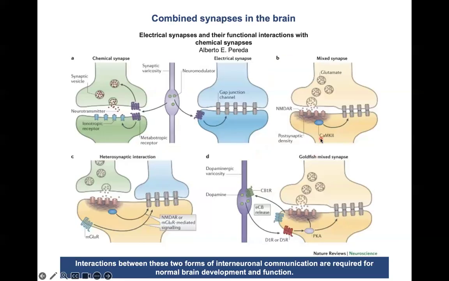Interestingly, in the brain, we also have combined synapses. Here you see a chemical synapse, here an electrical synapse, and here a combination. This comes from a very beautiful review in Nature Neuroscience. I have here the reference. The summary of this excellent review: interactions between these two forms of interneuronal communication are required for normal brain development and function.